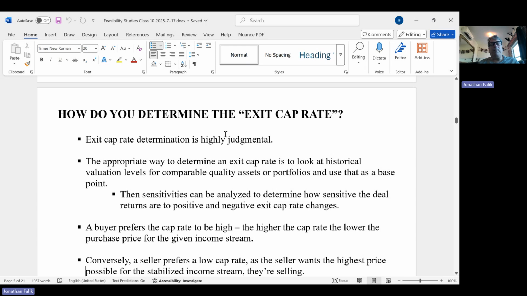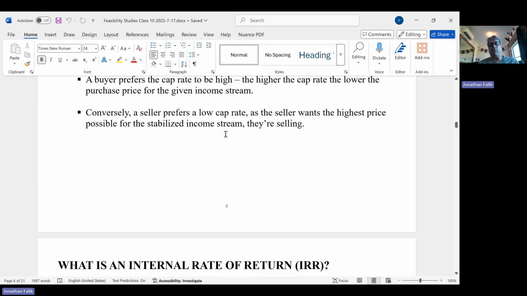So if you're buying an asset, the buyer wants the cap rate to be high because higher cap rate means lower purchase price. Now a seller wants a low cap rate, right? Because they want the highest price. So if it's a low cap rate applied to the same net operating income, again, net operating income divided by cap rate equals the value.